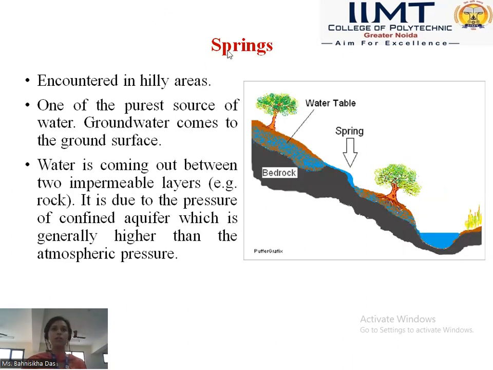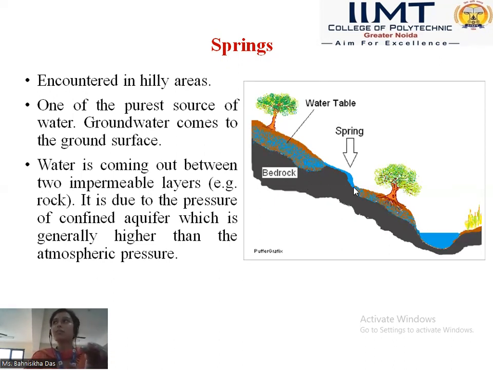Next important underground source is the spring. Springs are encountered generally in hilly areas. They are formed wherever there is an interface of two impermeable strata. As we can see in this picture, this is a water table. Beneath is an impermeable structure.